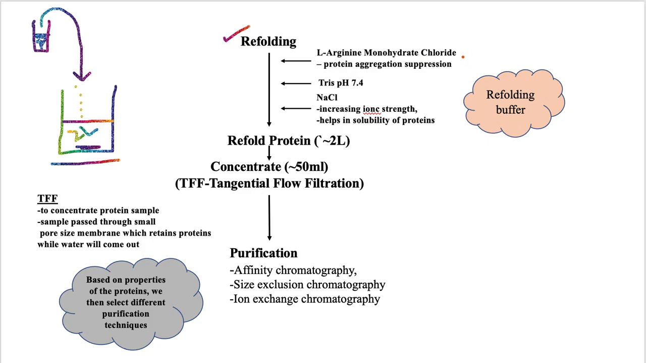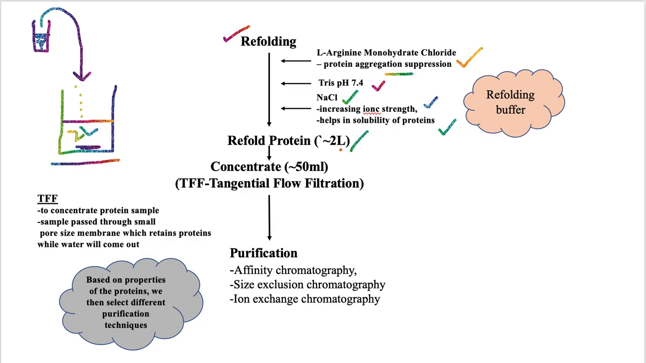For instance, we have L-arginine monohydrate chloride. It is used to prevent protein aggregation. We use Tris to maintain a particular pH. We use salt, NaCl, that increases the ionic strength, and it also helps in the solubility of the protein. So these are some of the main constituents of the refold buffer. However, the constituents differ among different labs depending upon the nature of the protein, and that's how we refold a protein.